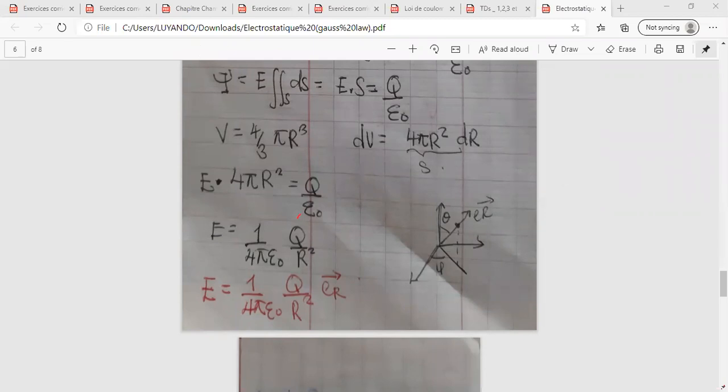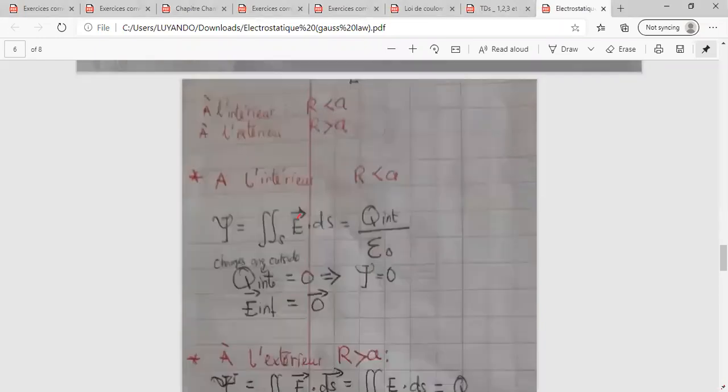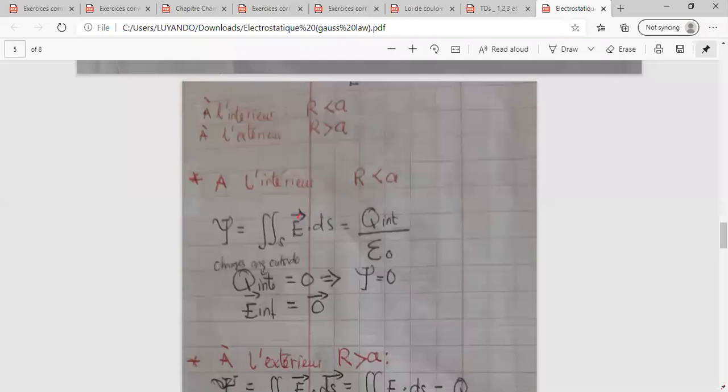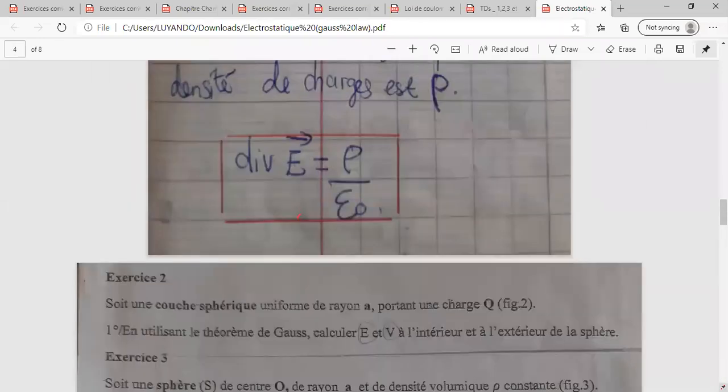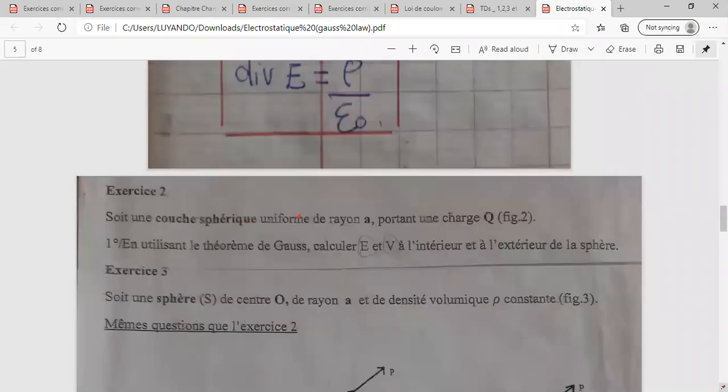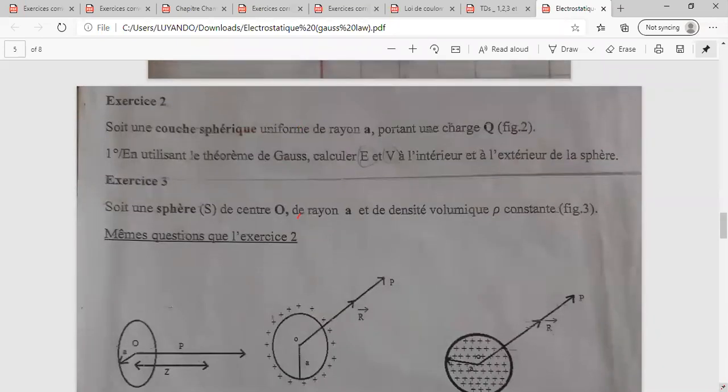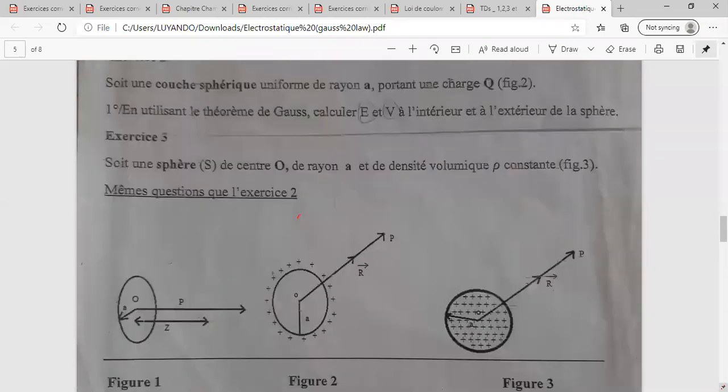You're welcome. I hope it's clear for everyone. So we go to our second and last question, which is question three. The next time we're going to talk about the potential, which is a representation of V. I just picked the questions that we've done. So we're going to have exercise three.